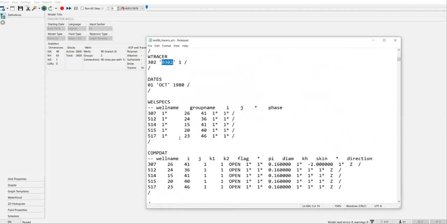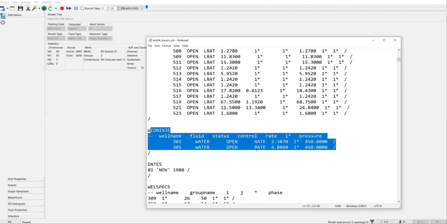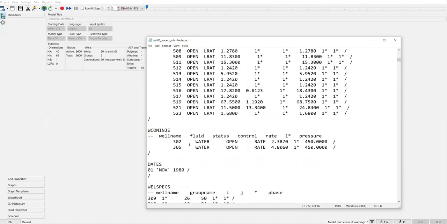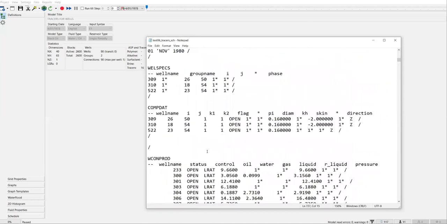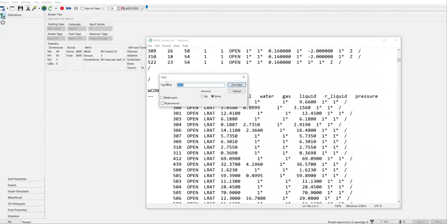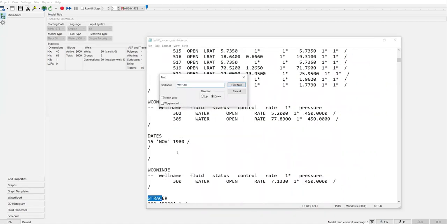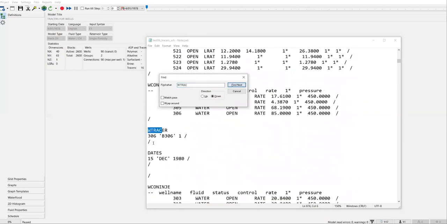All right, and the next one, let's find WCONINJE. Still we have two injectors. We don't need to use WTRACER again on this well because the first keyword is already active. It will be active for the next time step. Let's find another WTRACER. The next one is for well 300. The scripting is the same, the keywording is the same. The next one is 306.